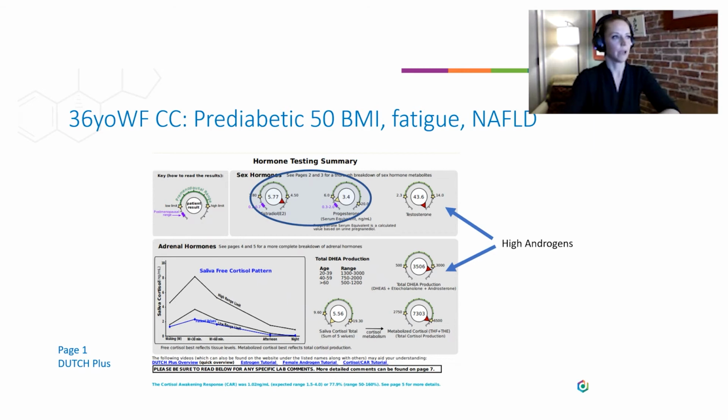So maybe that could be an area to help with those hot flashes and night sweats, thinking about lowering those estrogens. And where are those estrogens coming from? Probably these high androgens, very high testosterone off the charts. DHEA production is off the charts high.